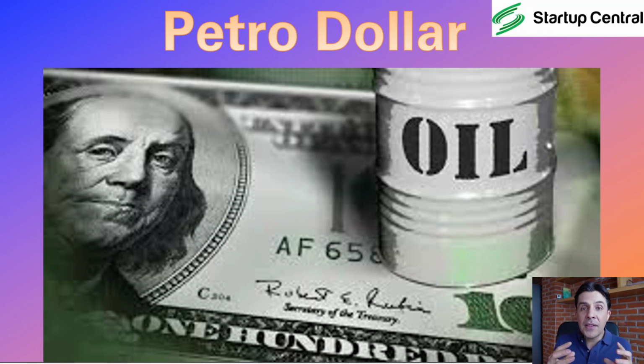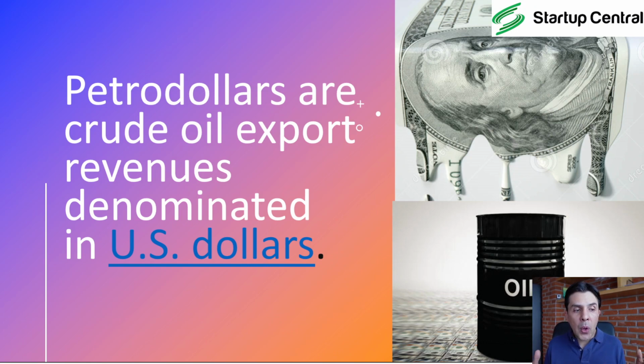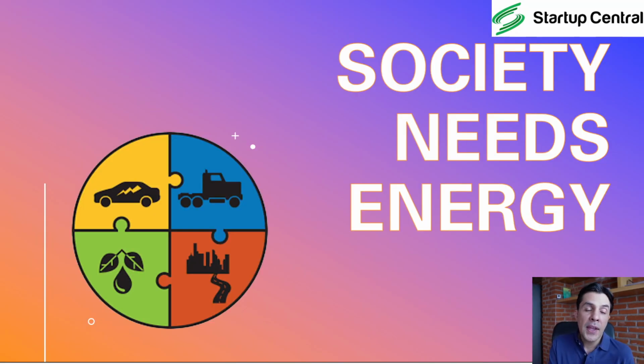So, as you know, petrol is what makes the world go around, right, guys? If there's no petrol, there's no energy. Yeah, there's renewables now substituting petrol as the energy source, but still petrol moves everything. So petrol or oil, however you want to call it. Petrodollars are crude oil export revenues that are denominated in US dollars. So as we mentioned, they are traded exclusively in dollars. Society needs energy. So how are goods going to be transported around the world? Well, through boats, airplanes, trucks, and most of that uses petrol, even trains.